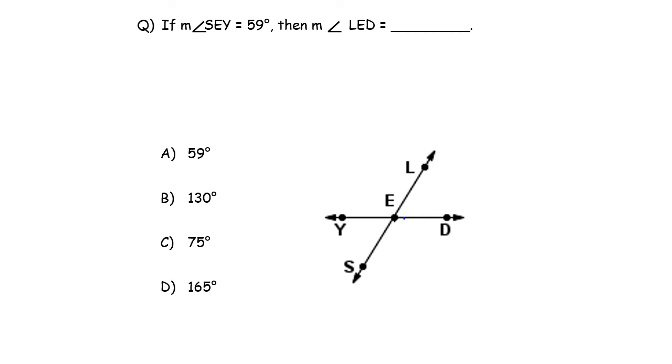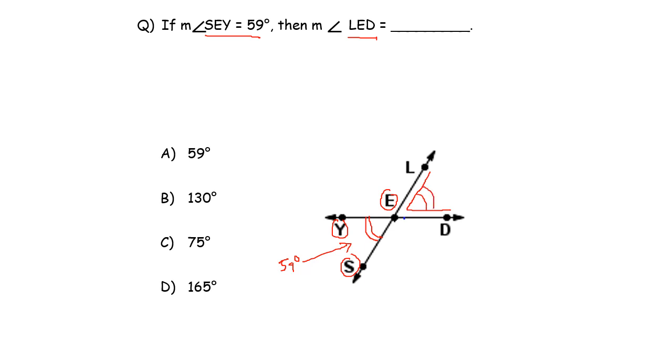Now one more question of a similar type. Here I will use the property of vertically opposite angles, that vertically opposite angles are equal to each other. So here it says SEY is 59 degrees. Let's identify this angle in the diagram. SEY, meaning this angle. This angle is 59 degrees. And which angle are they asking? They are asking angle LED. Meaning they are asking this angle.